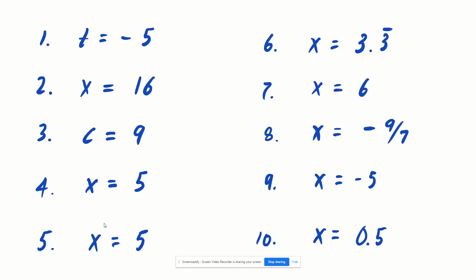25 minus 8, exact opposite. So you've got to be careful with that one. Okay, subtracted by or subtracted from.